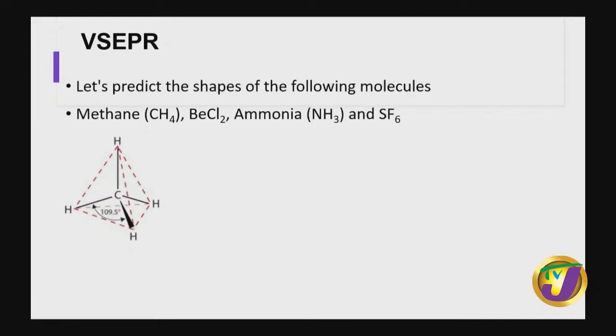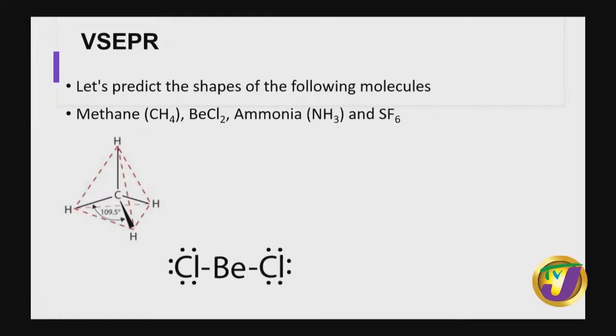Now let's look at BeCl2. BeCl2 has what we call a linear geometry. You can see that it's linear, it maps out a line, and the bond angle here is 180 degrees. Now, I'll do ammonia and SF6 for you.